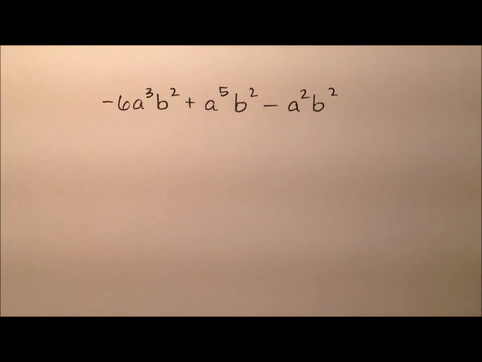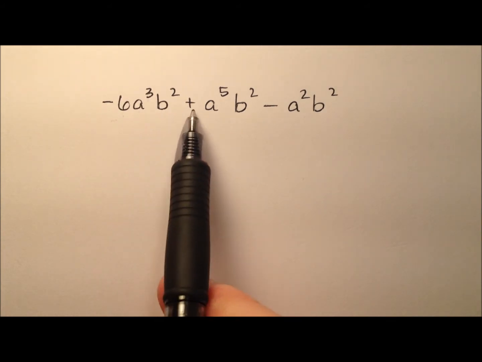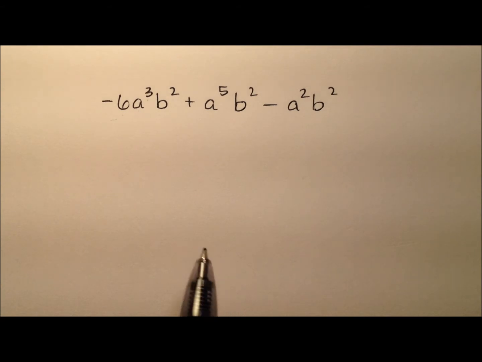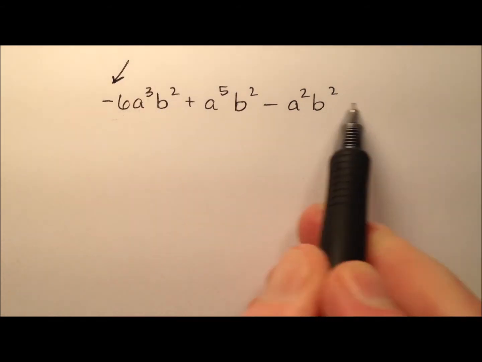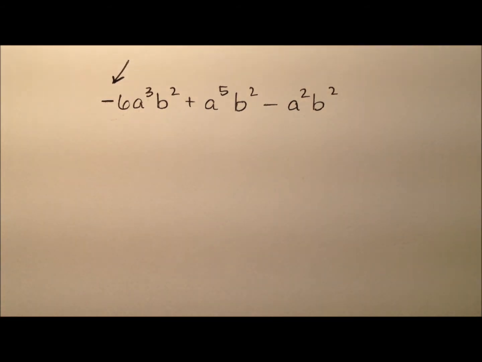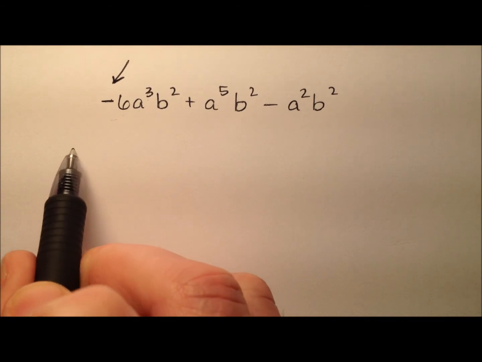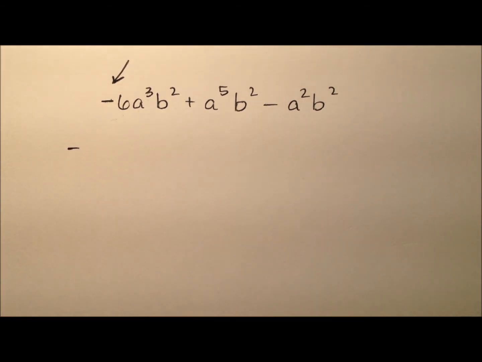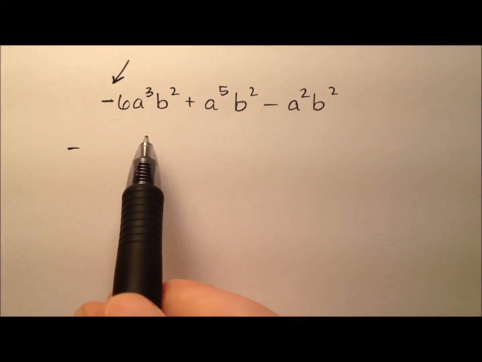In this second example, we have 3 terms here: negative 6a cubed b squared plus a to the fifth b squared minus a squared b squared. Okay, so one thing I'm going to tell you right off the bat is this expression leads with a negative, and it has actually 2 negatives and only 1 positive. So I'm actually going to factor that negative out. And we'll talk more about that in later videos when we start factoring and solving equations by factoring.